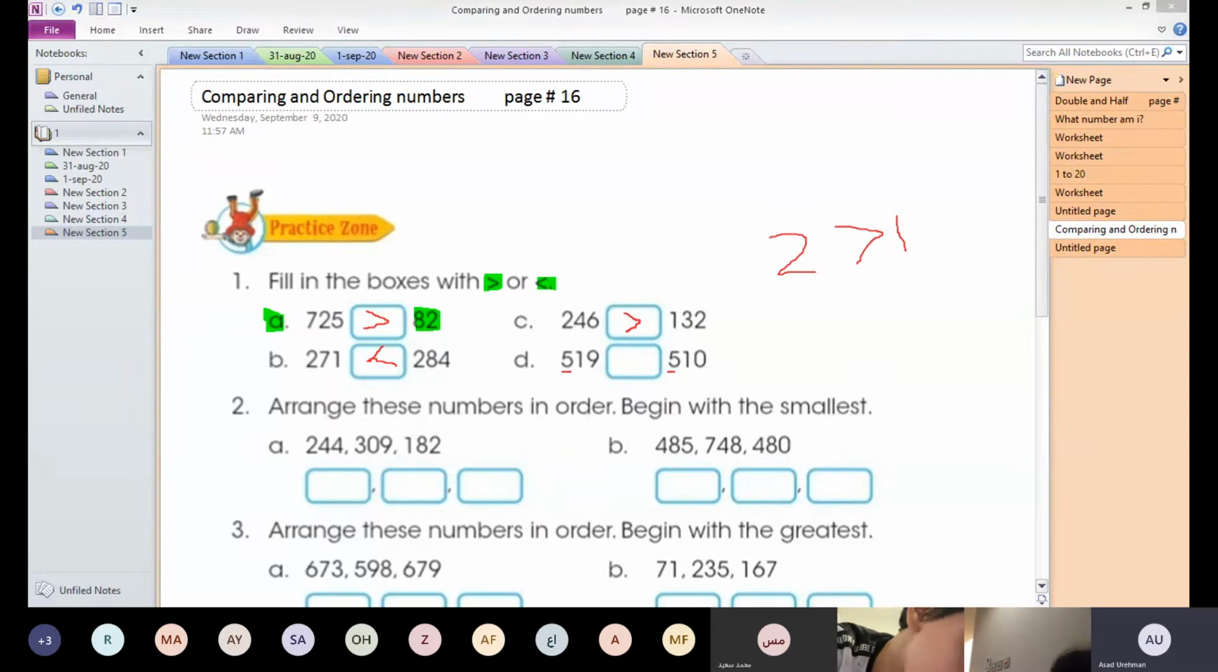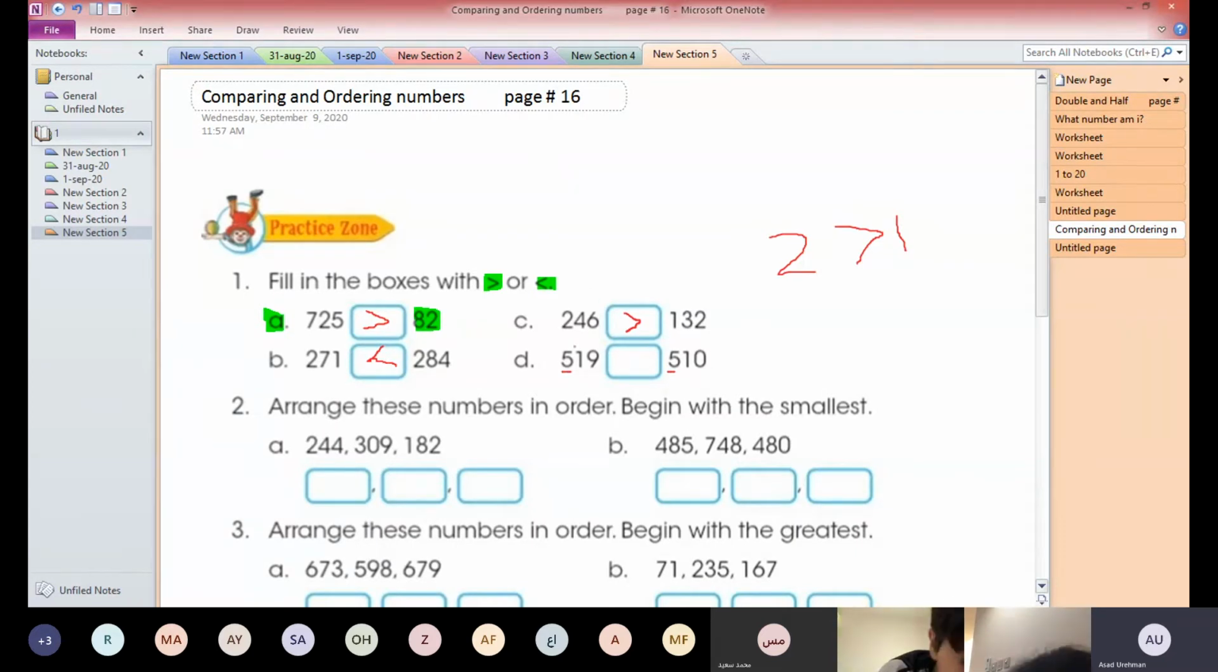Okay, coming to part D now. It's 519 and 510. I will check the hundreds. On the hundreds, 5 and 5 are the same. Then I need to check the tens places. On the tens it is 1 and also 1, so tens are also the same. If hundreds are the same, then I will check tens. If tens are the same, then I will check ones. This is 9 and this is 0. So we know that 9 is greater than 0. That's why I will write the greater than sign here.